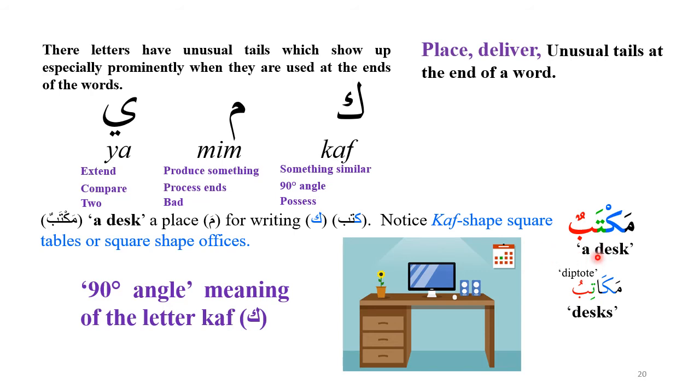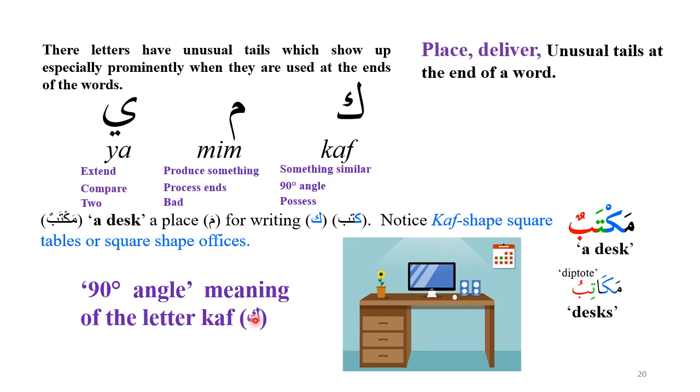And you'll notice that desks are usually square shape because of the kaf. See, one meaning of the kaf is this 90-degree angle. And you'll notice that tables and offices, or say kitab, a book, are all shaped with the 90-degree angle, a rectangle or a square. So the rectangle shape of the table, you can see this, maktab, which makes sense because of this kaf. And interestingly, its plural is makatibu. Desks is a diptote. You will notice this diptote. Writing makatibun here would be incorrect because it's a diptote.